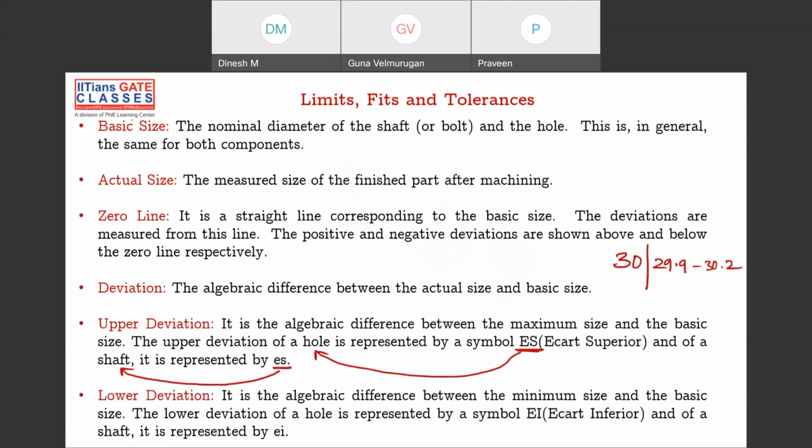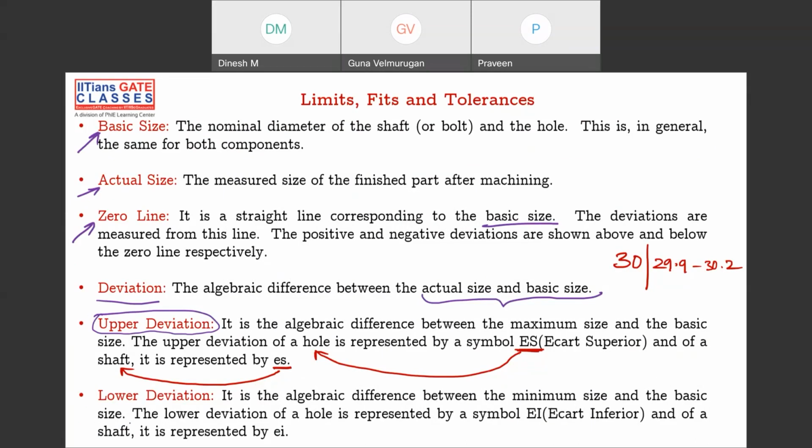So that is basic size. Basic size is the nominal value. Actual size is what has really been measured after manufacturing. Zero line is the line corresponding to basic size, which I told you already, right? And deviation is nothing but the algebraic difference between actual value and basic size. That is your error, deviation. Upper deviation, I told you already, is how far above, the maximum it can go.